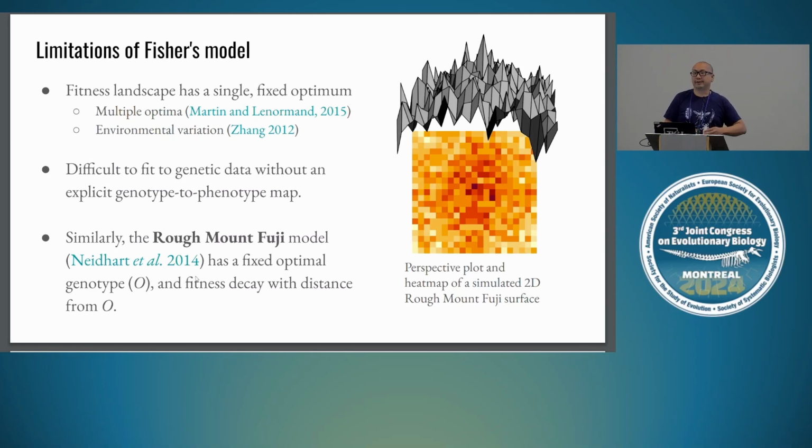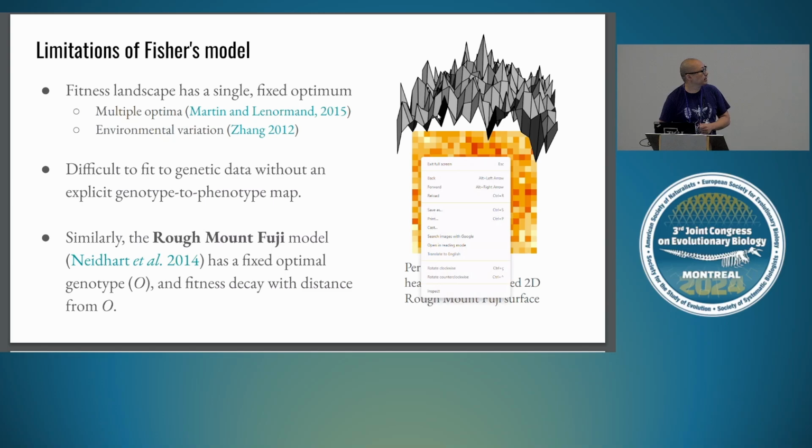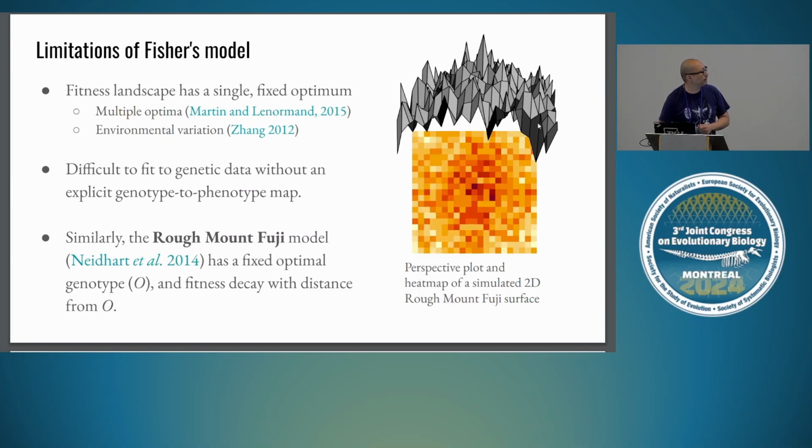I'm going to argue that it's difficult to fit this to genetic data because it's a model of phenotype to fitness, and so we have an unspecified map of genotype to fitness, genotype to phenotype. So that makes it difficult to work with, at least from genetic sequence data. There, of course, are other landscape models like the rough Mount Fuji model that also has a fixed fitness optimal genotype, and with fitness decay with increasing distance from the peak. These are 2 visualizations of a rough Mount Fuji outcome that I generated in R. There's a side-on view, and this is a heat map of the same fitness function.